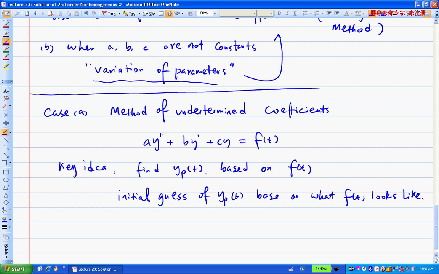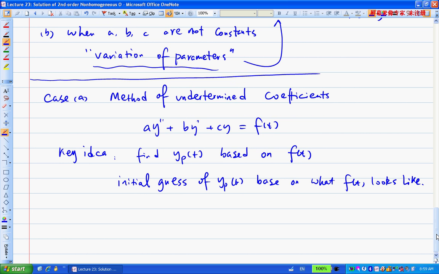Our idea is if the output looks like f of t, we take our initial guess. We make our yp of t something very much like the input f of t. That's why we call it a lucky guess, right? So the question is, how do we make the guess? Your guess is not random, it's not wild. You need to follow a certain rule, and that rule is given in the table in the handout.